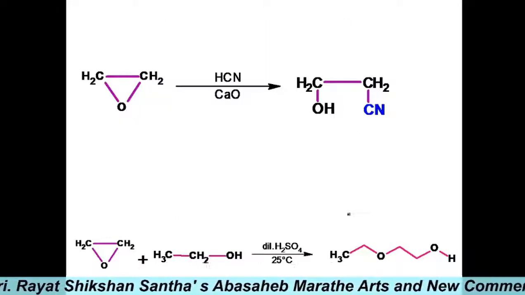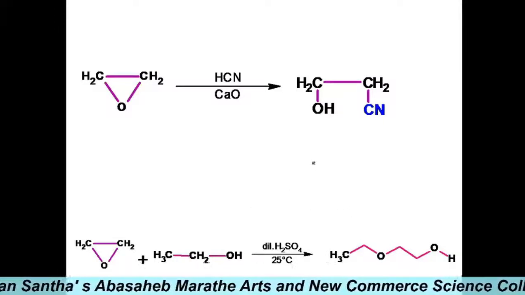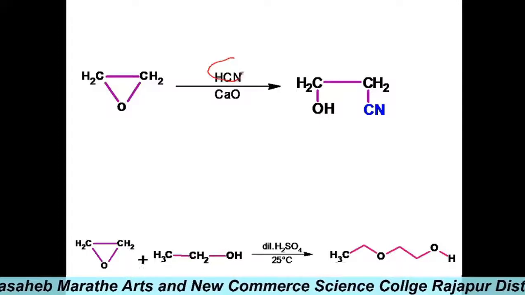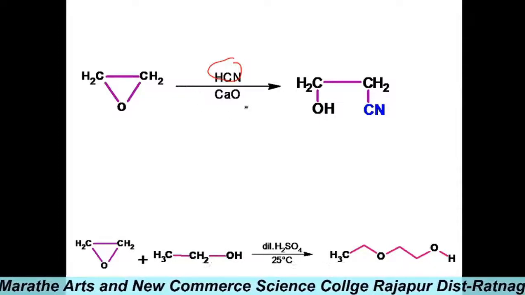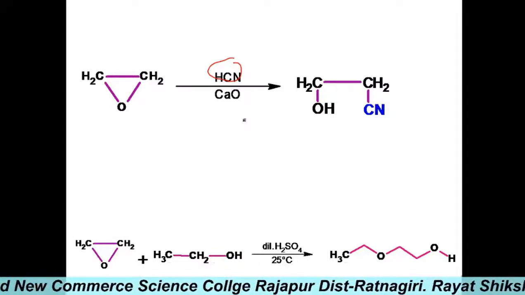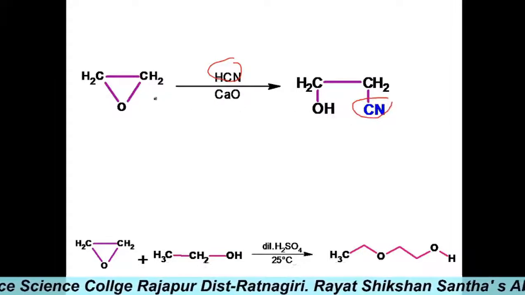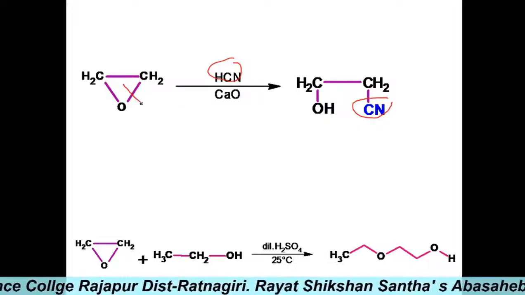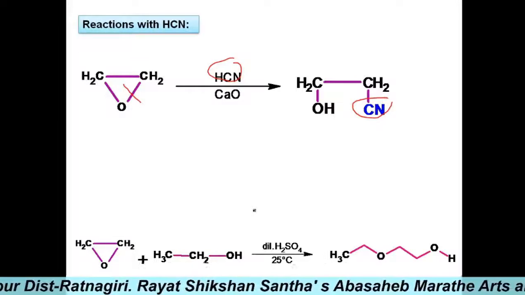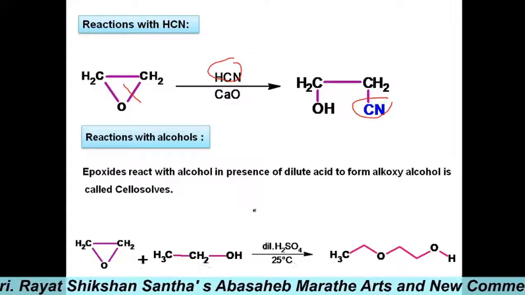Next, reaction with hydrogen cyanide. When liquefied ethylene oxide and liquefied hydrogen cyanide react in the presence of a catalyst like calcium oxide, it forms ethylene cyanohydrin. Similarly, the epoxide ring is broken. So these are the reactions of hydrogen cyanide.